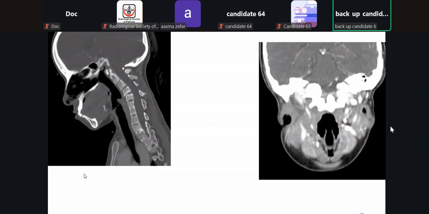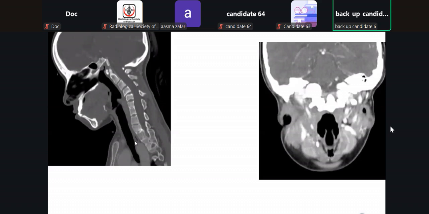Okay. These are two images, the coronal and sagittal bone window of a patient. Here I can appreciate partial ankylosis of the cervical vertebrae, that is C6 and C7, and there is also widening of the prevertebral space. I can appreciate an air locule seen in the prevertebral space in the sagittal images.